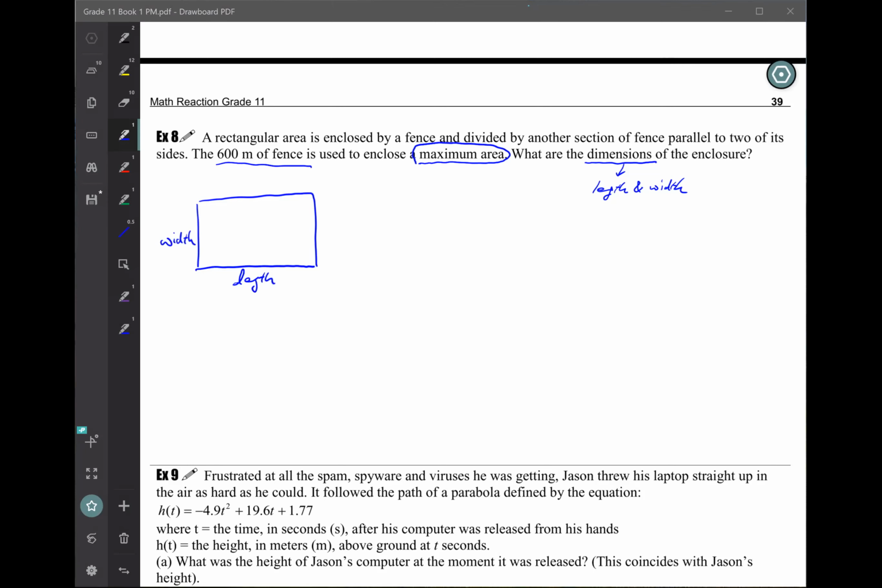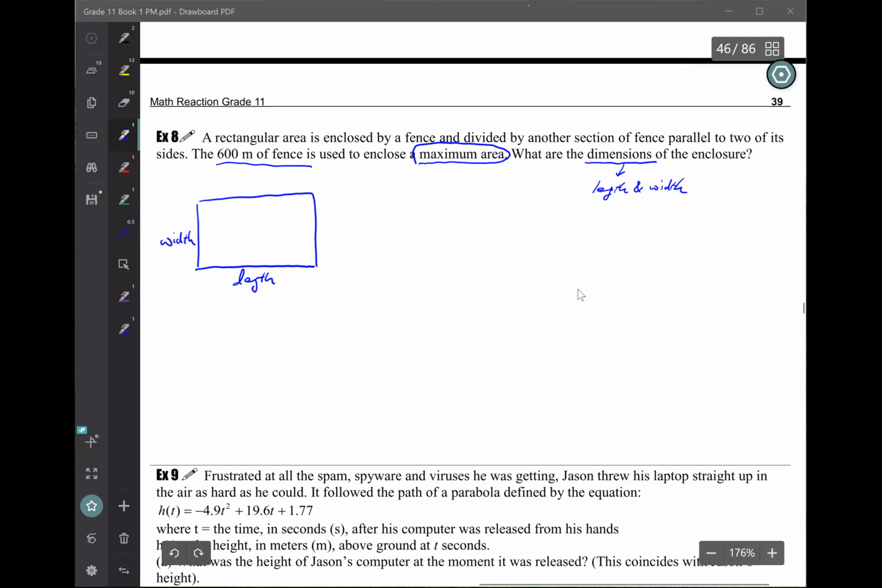Can you try to draw on the screen? I don't know. You don't know how to draw, or you don't know what to put? Okay, but what does it mean though? The another section of fence parallel to two of its sides. Do you understand what that sentence means? No. Okay, that's all right. Anyone else? Anyone want to elaborate on that?